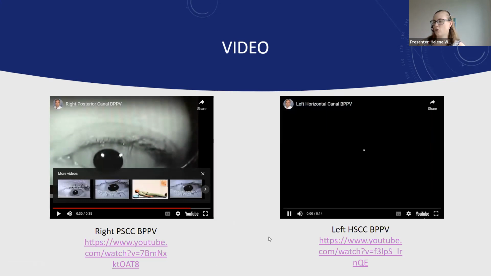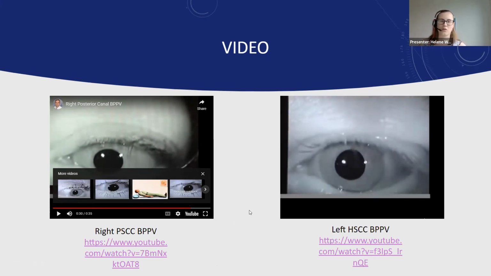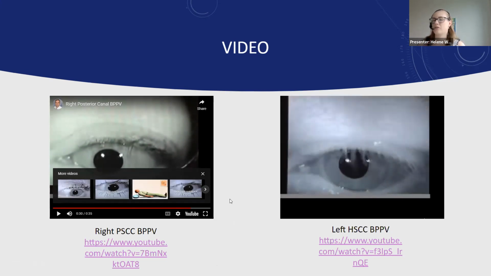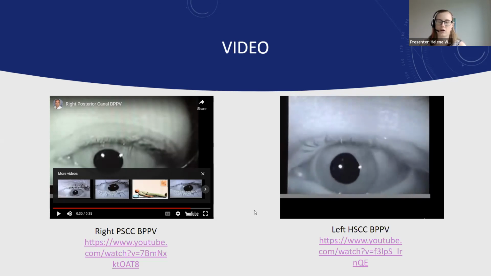And this one's a left horizontal, which is certainly not as common, but will come up occasionally. So not only is it on the opposite side this time, but the form of nystagmus looks different because the otoconia have dropped into the horizontal canal this time rather than the posterior.